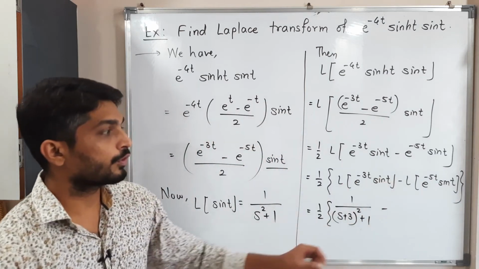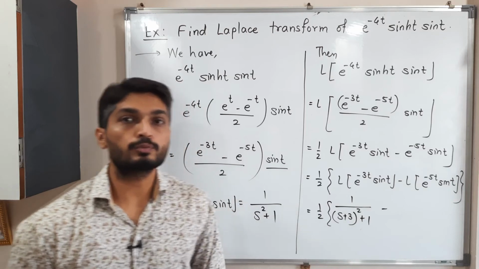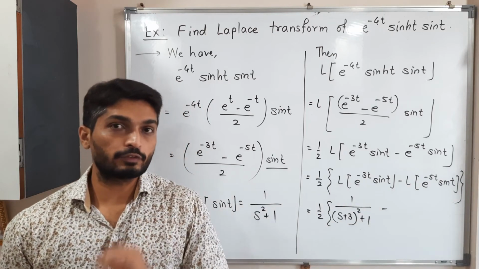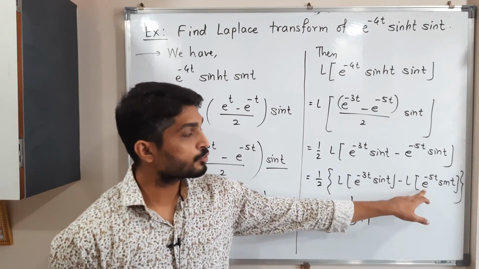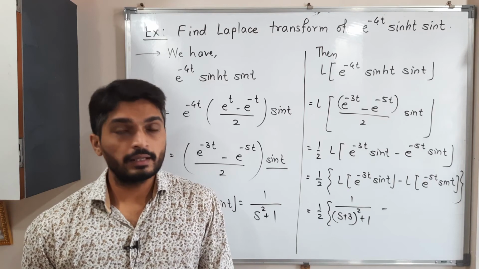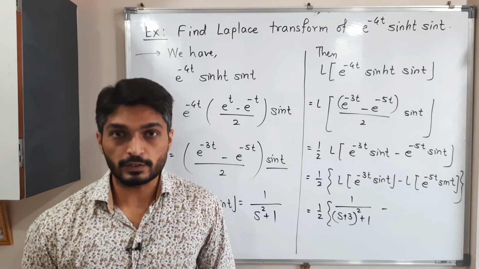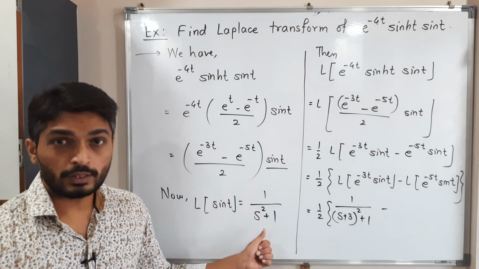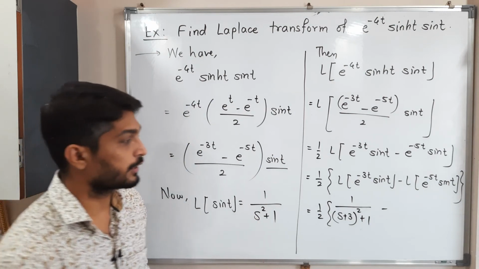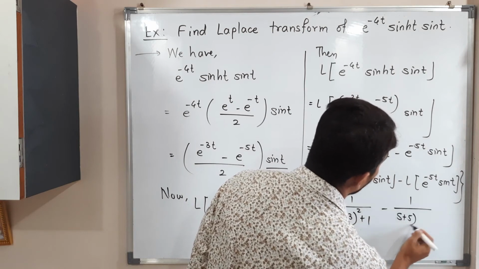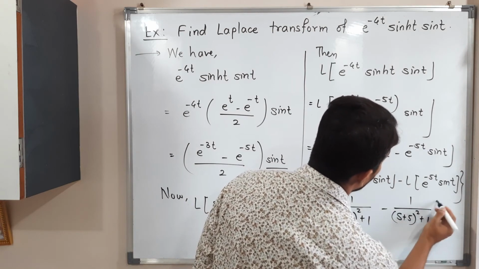Let us go for the second term. Laplace of e raised to minus 5t sin t. An exponential function is there, so again first shifting theorem. e raised to minus 5t means we have to replace s by s plus 5, since minus 5 is there. So what is Laplace of sin t? 1 upon s square plus 1. I am going to replace s by s plus 5. So it will be 1 upon s plus 5 square plus 1.